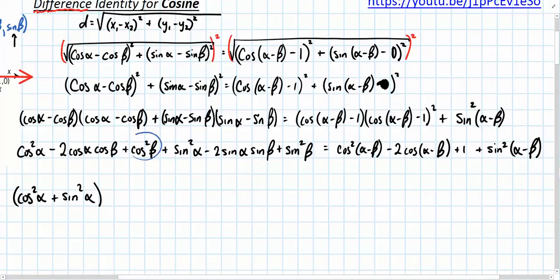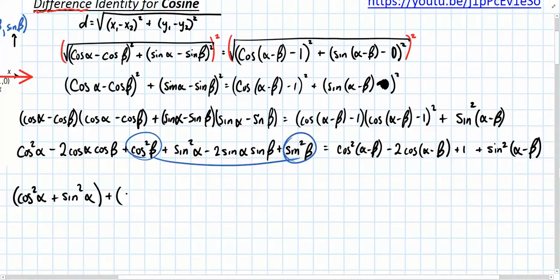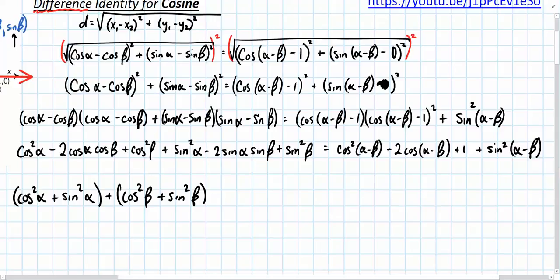Similarly, I want to grab this cosine squared of beta and this sine squared of beta, and put them together as well in this next line. So I have now cosine squared of beta plus sine squared of beta. And again, you probably recognize why I'm doing this. I'm going to take advantage of the Pythagorean identity. So in essence, I've used this piece, and this piece, and this, and this. I've used those four pieces from this line, and I've just rearranged them into a different order.